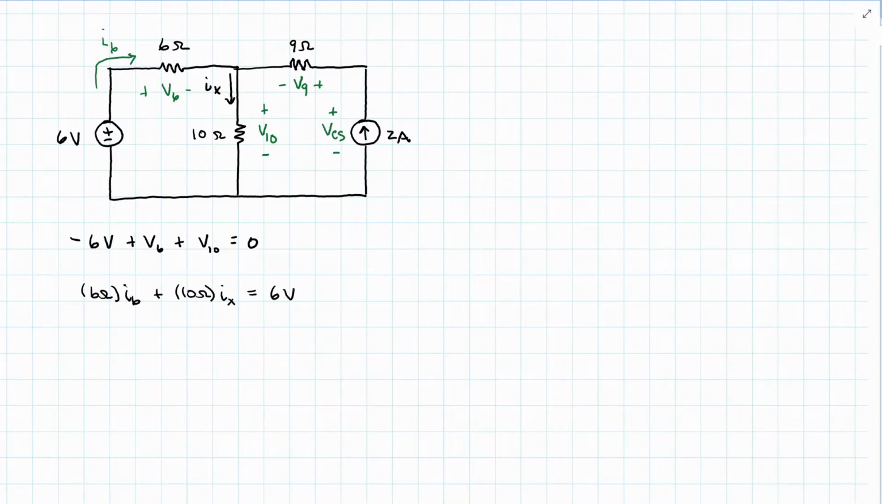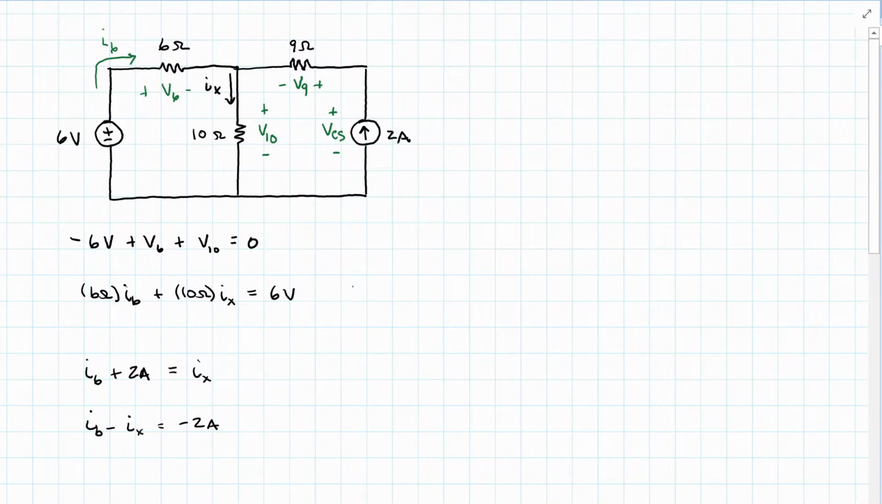So I can see that the current I6 and the 2 amps that are supplied by the source are flowing into the node, so that gives me I6 plus 2 amps is equal to the current that's exiting the node, which is IX. I can rearrange this, and I find that I6 minus IX is equal to negative 2 amps.